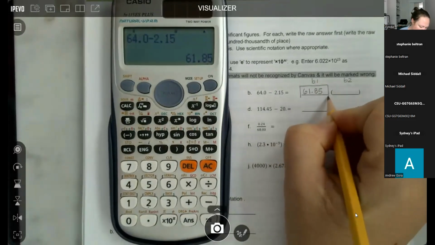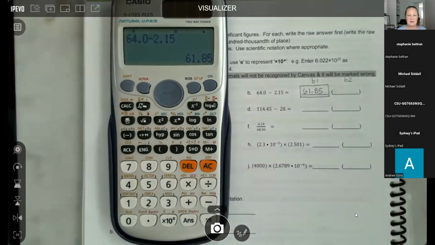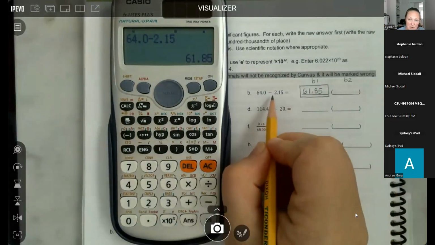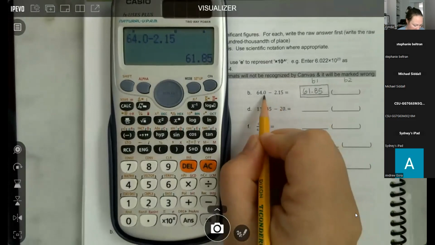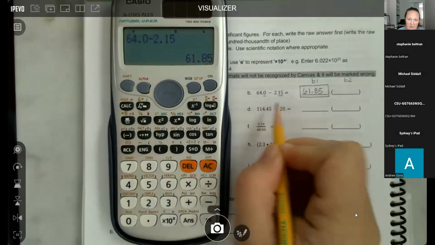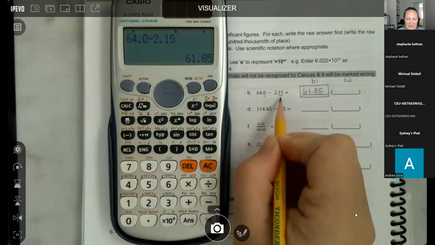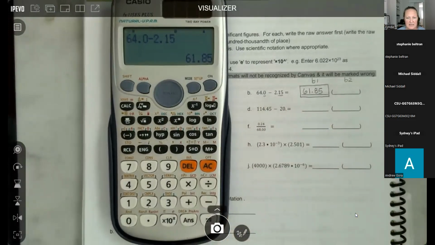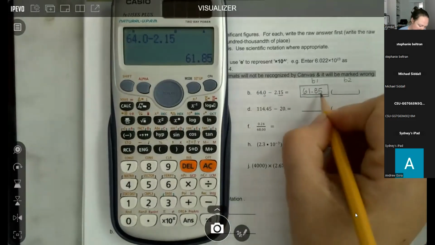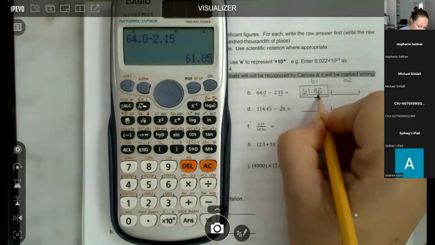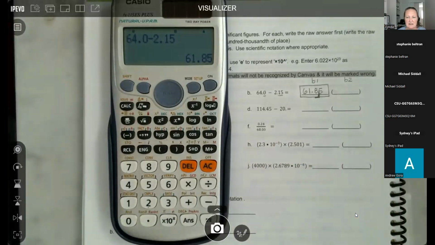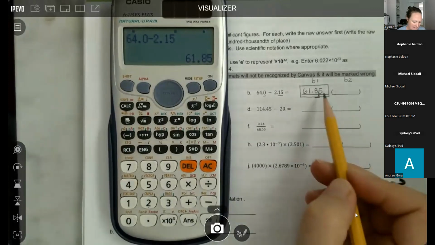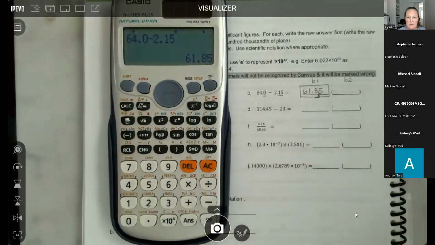Now we're going to look at the significant figures and round. Because I'm doing subtraction, I want to look at how many places past the decimal. This is 1 place past, 2 places past. So my answer can only have 1 place past the decimal. I usually make a little caret here that shows me that anything past that is not significant. So I'm going to take this 5 and round the 8 up to a 9.